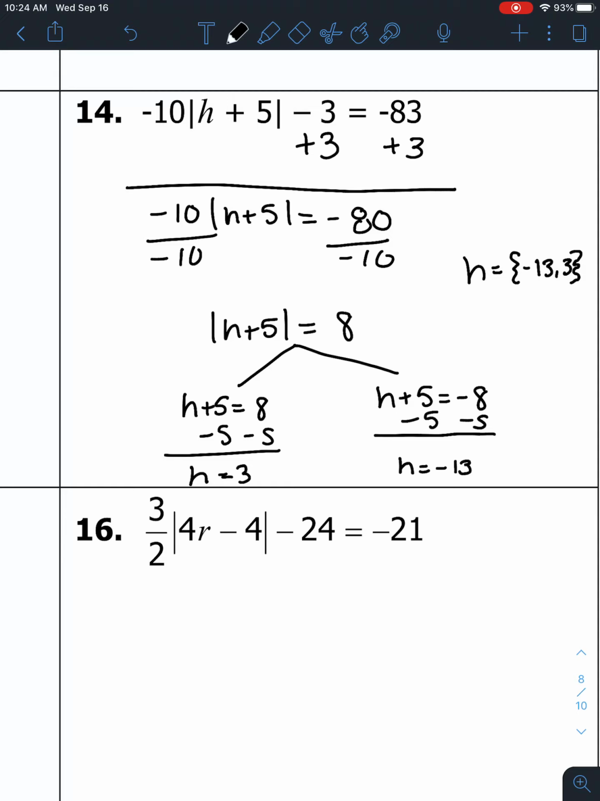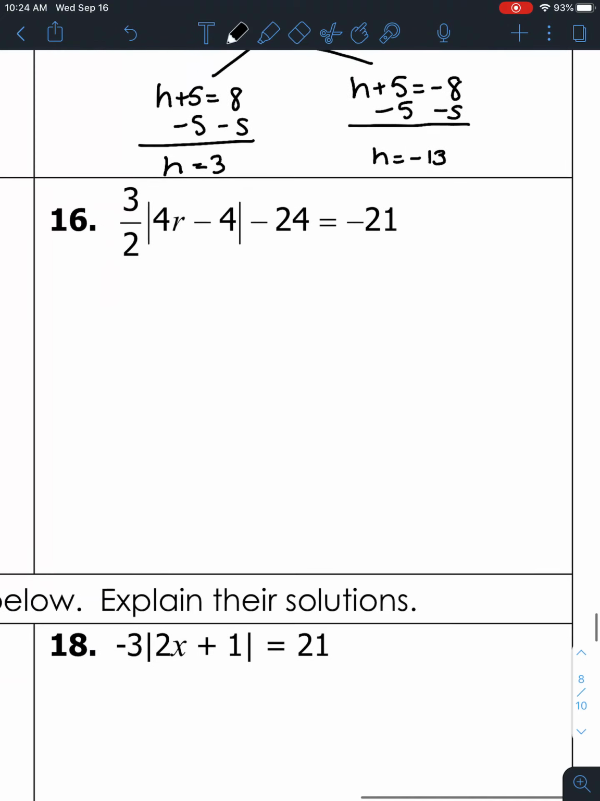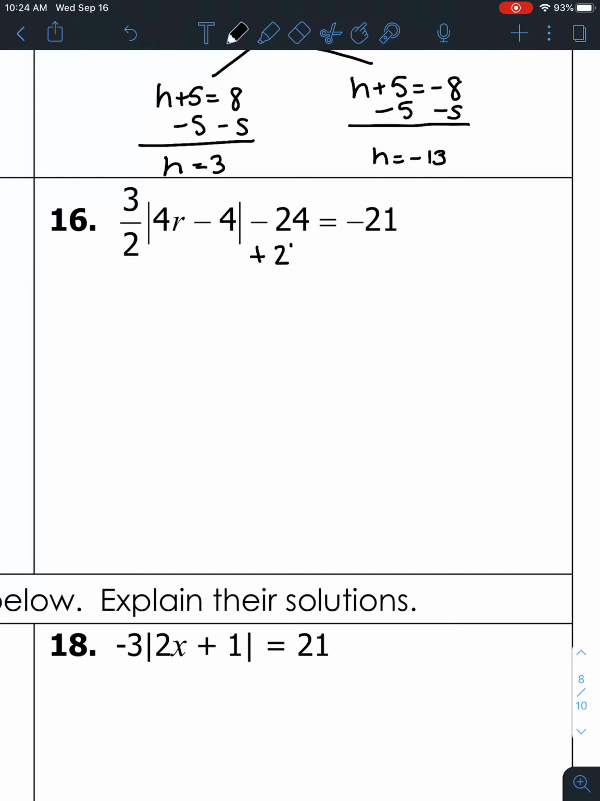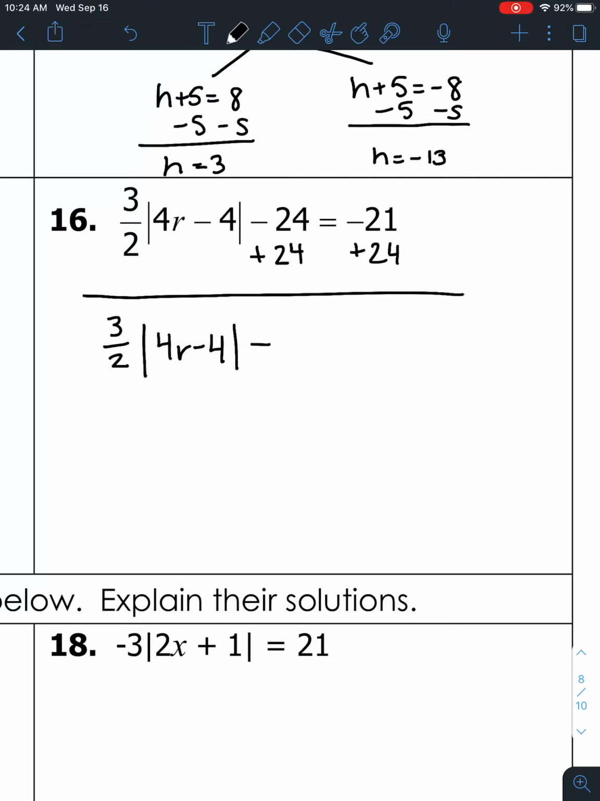All right, let's try another hard one. Let's try 16. So for 16, again, we have to add 24 to both sides. You're just getting the absolute value by itself. So that gives me 3 halves absolute value 4r minus 4 equals 4. Or, nope, that's going to be 3.